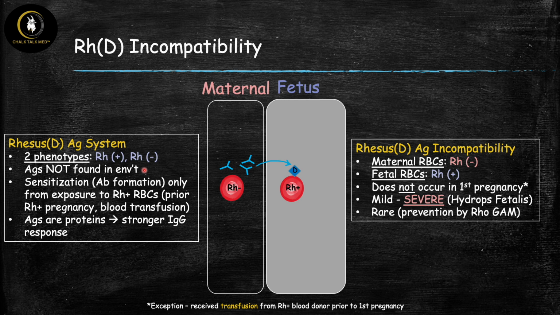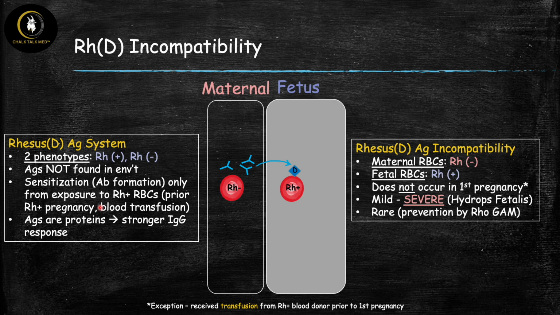One important difference here is that these antigens are not found in food or bacteria or the rest of the environment. So the only way that sensitization happens, which means that initial formation of antibodies on that first exposure, is by being exposed to Rh positive red blood cells. And the only way this happens is either by getting a blood transfusion from a donor that was Rh positive, that's straightforward, or from a prior Rh positive pregnancy. So in other words, if you were pregnant with an Rh positive fetus, you could potentially get exposed to the Rh positive fetal red blood cells, and that could cause sensitization.